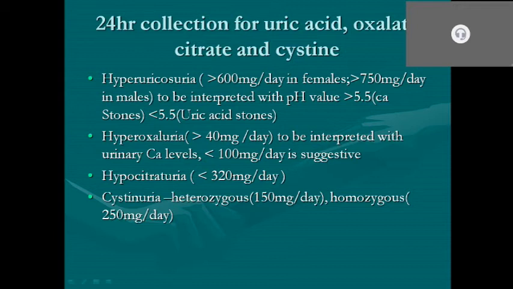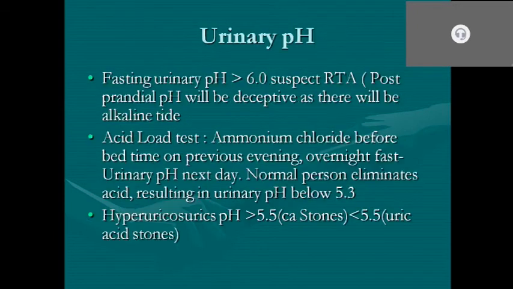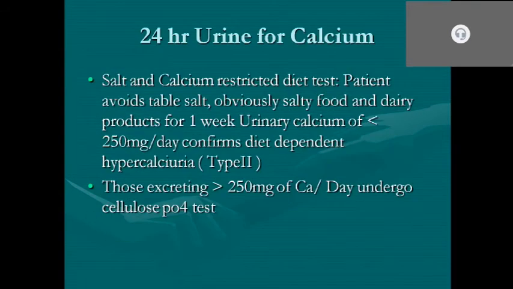So these are the various values which you need not remember exactly, but you should know what things are to be collected and checked in a 24-hour urine collection in a metabolic evaluation of stone. So in 24-hour urine you should check for uric acid, oxalate, citrate, cystine, calcium. Then urinary pH. So these are the important things which you should remember.